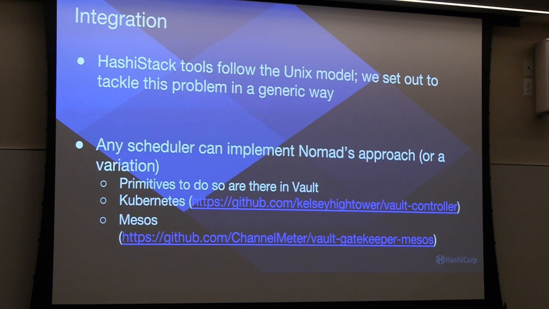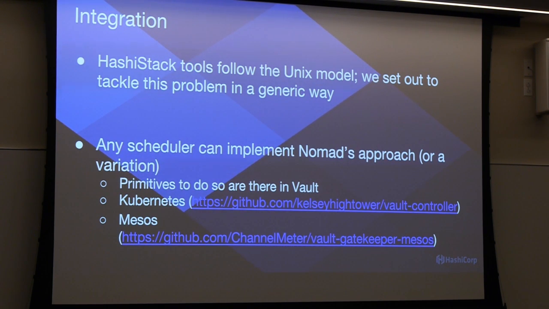Kubernetes, you probably know the name Kelsey Hightower. He's working on this kind of integration into Kubernetes. There's a project called Vault-Gatekeeper-Mesos, which does this kind of thing for Mesos. So even though I've been talking about Nomad as an example, there are other things that exist for other schedulers. And I'm very consistent on this point: when you're talking about secure introduction to containers, getting secrets into containers, your best bet is to use a secret management tool that integrates with your scheduler. I don't think it gets better than that, because your scheduler is the source of truth.